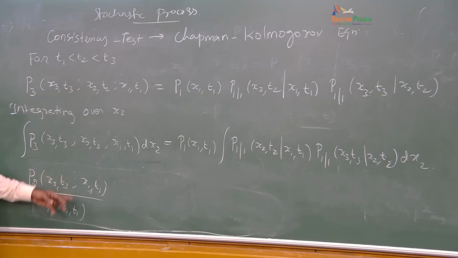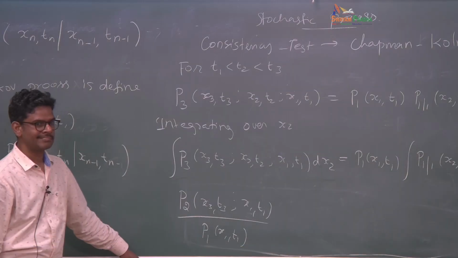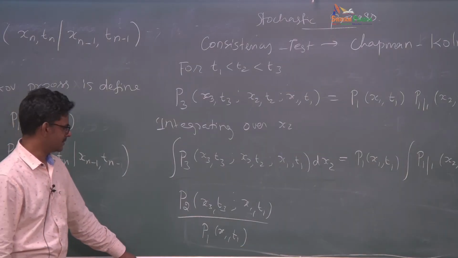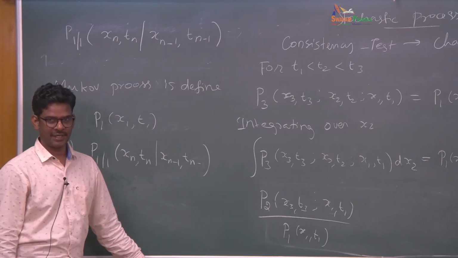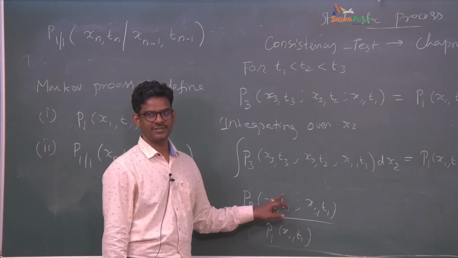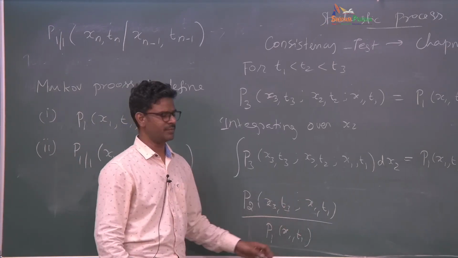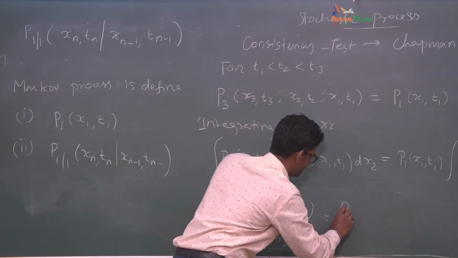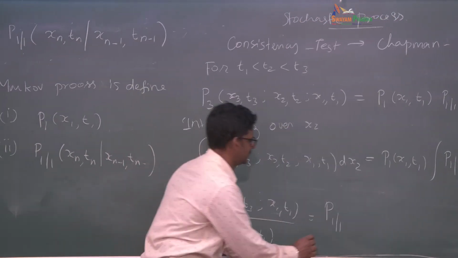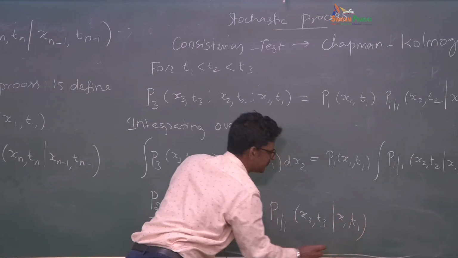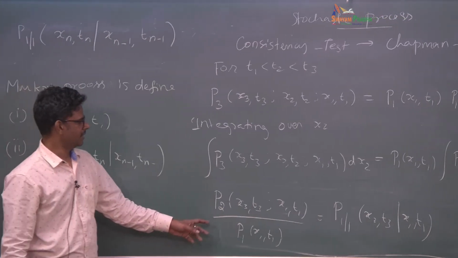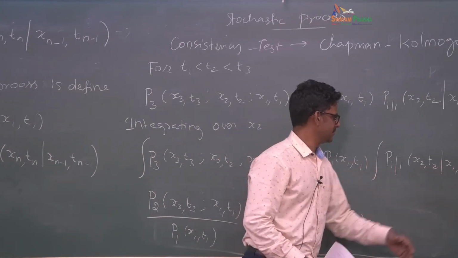What do you think this is? Conditional probability: given x1 t1, what's the probability of getting x2 t2? So this is basically nothing but a conditional probability, p1|1(x3 t3 conditioned on x1, t1). And that must be equal to this.